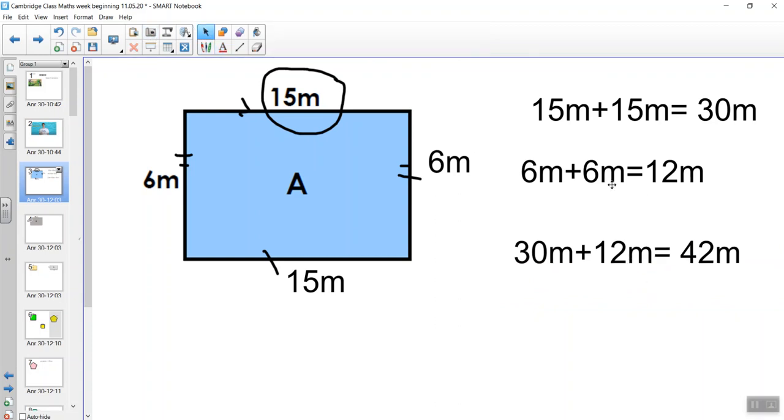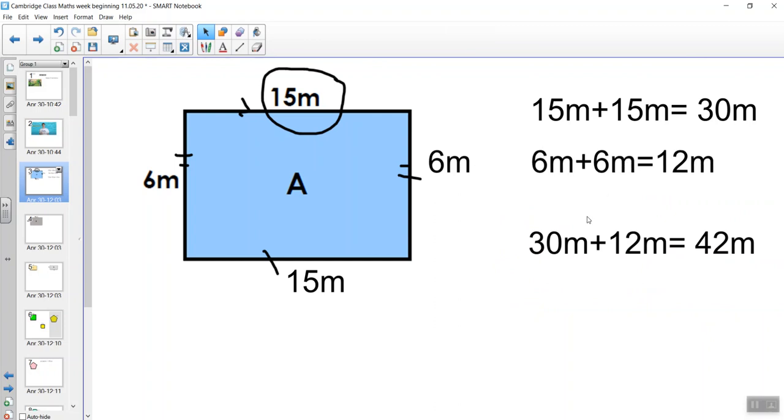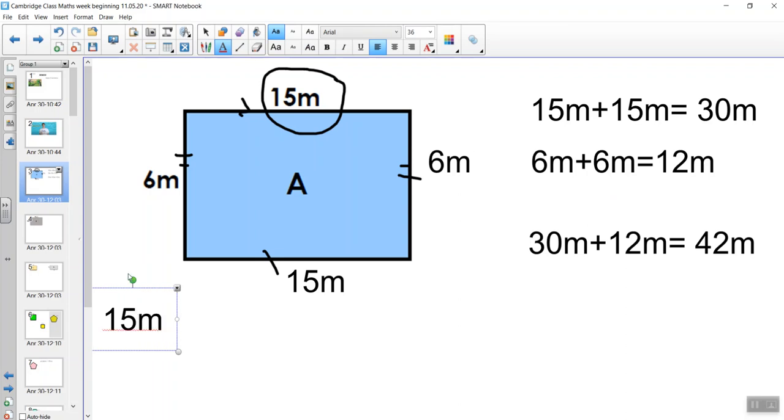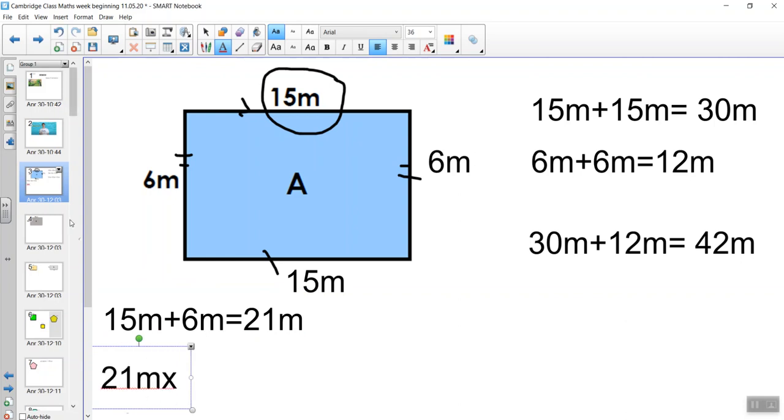Now, some people might have worked out that there's probably a quick way of doing this. I could say 15 metres add 6 metres, those are the measurements I know, and that comes to 21 metres, and then I just need to double it because I've got the same distance one more time. So 21 times 2 comes to 42 metres. When we're dealing with regular shapes like a rectangle, where the opposite sides are equal in length, we can use this shorter method to work out the perimeter, but it's okay to use this longer method.